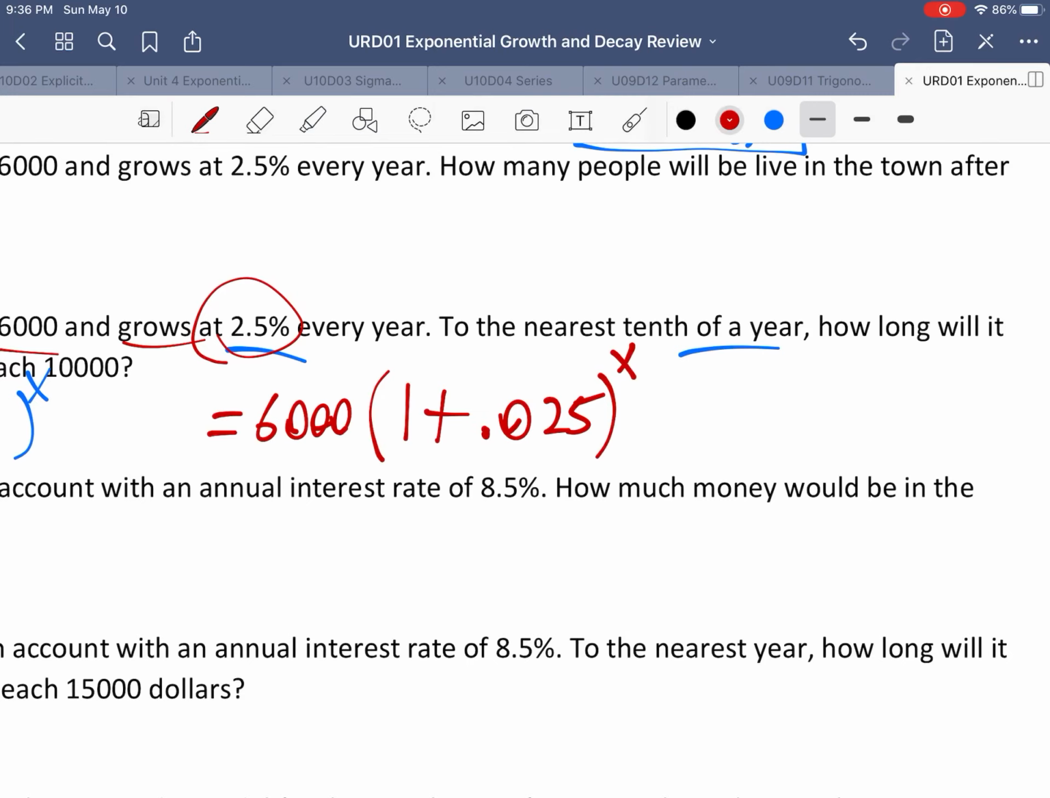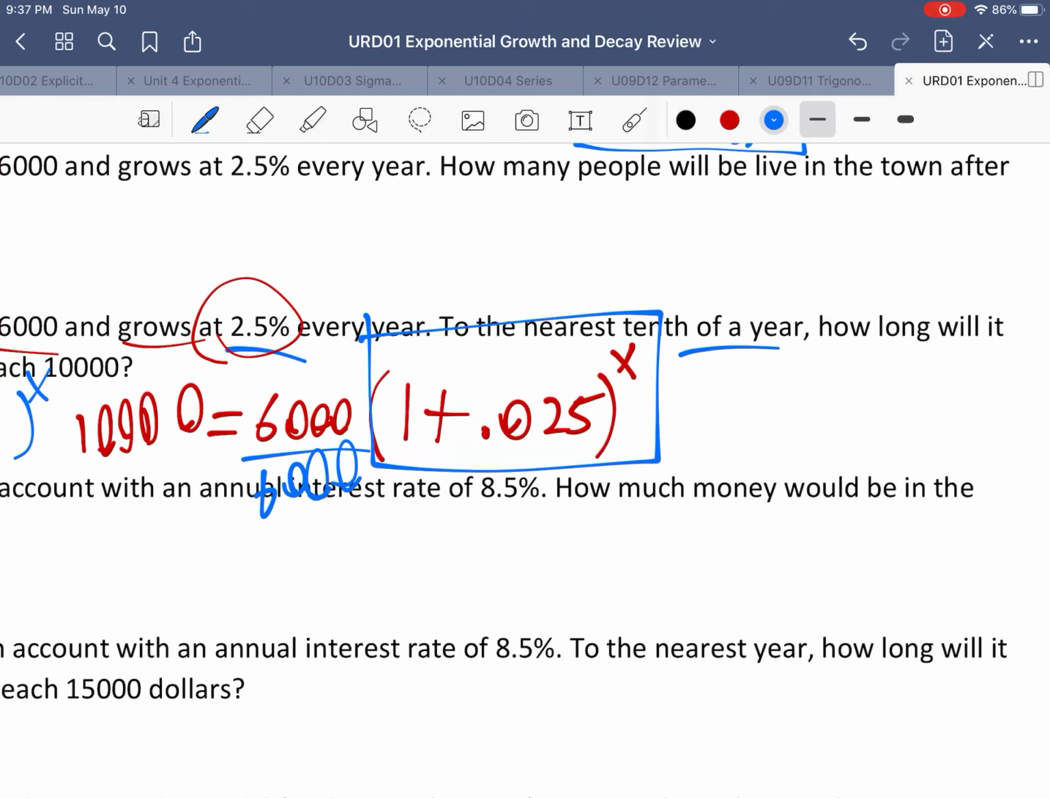Let me rewrite 10,000 since I seem to have left that as 0. Firstly, we're going to solve this using a logarithm. Pretty much any problem where you solve for an exponent, you're going to be using a logarithm. So firstly, we're going to try and isolate the term with the exponent. So we're going to cancel out the 6,000 by dividing it from both sides.